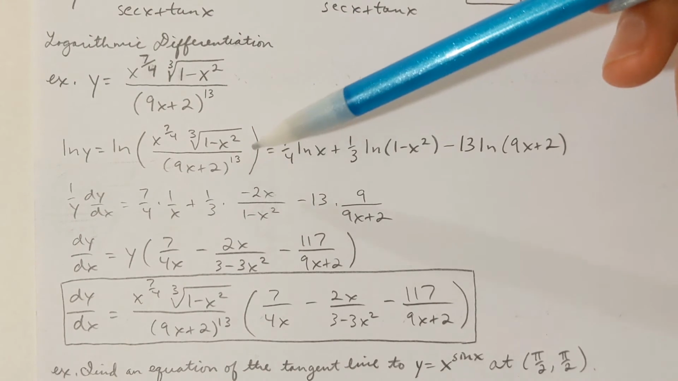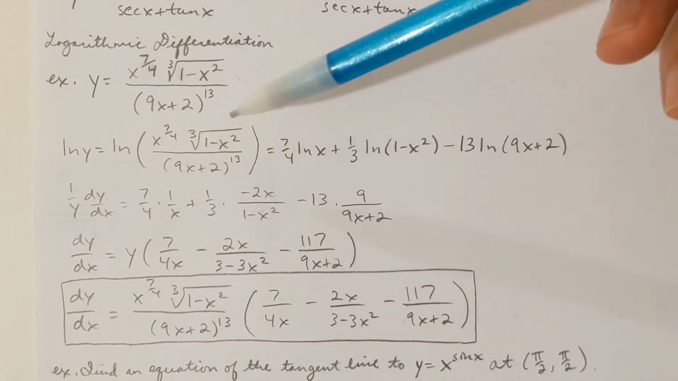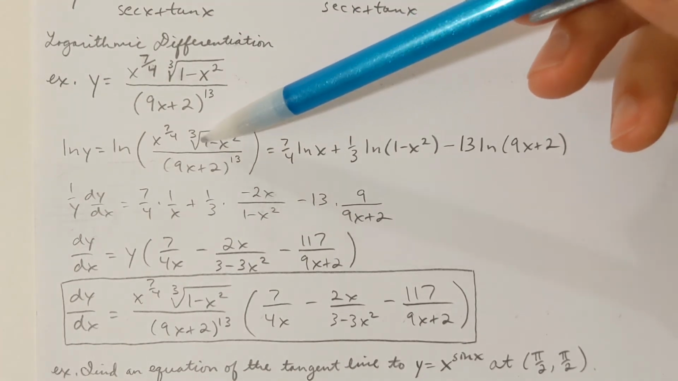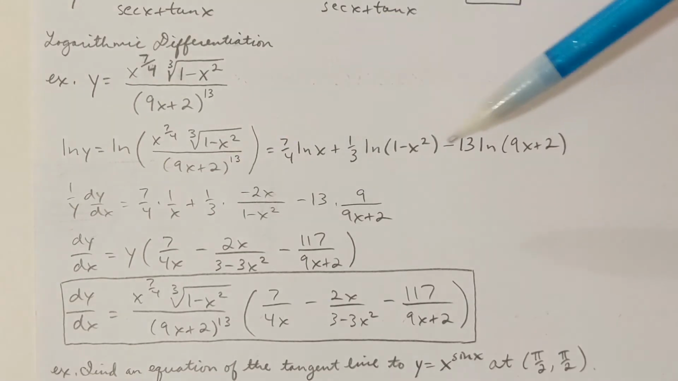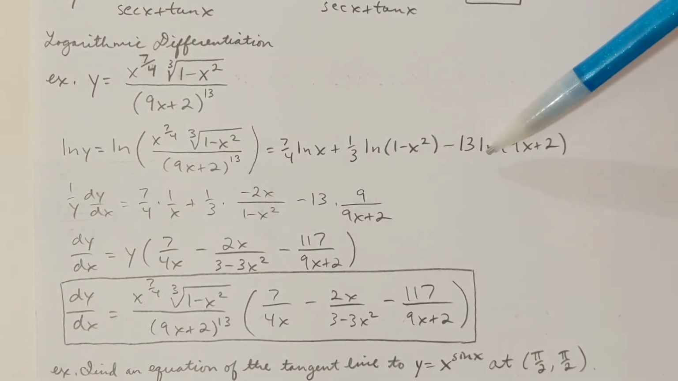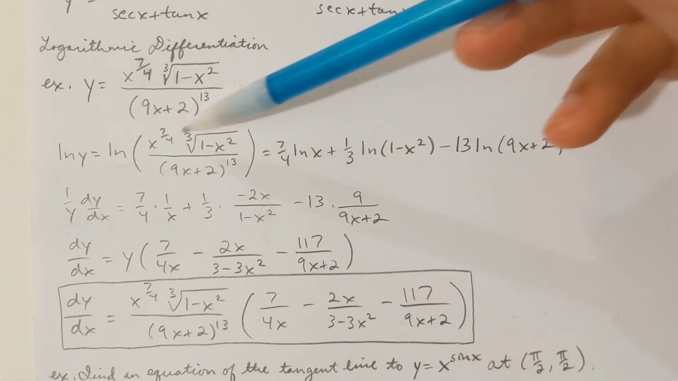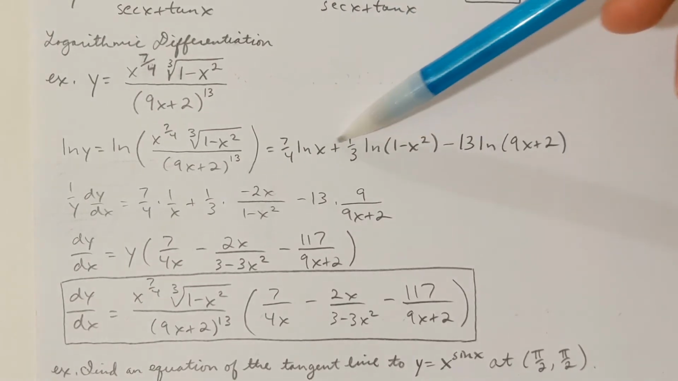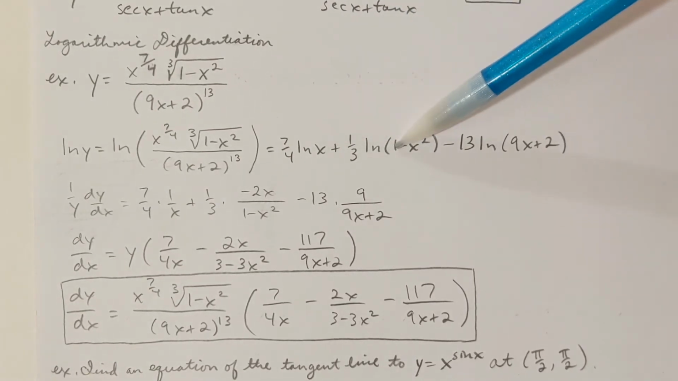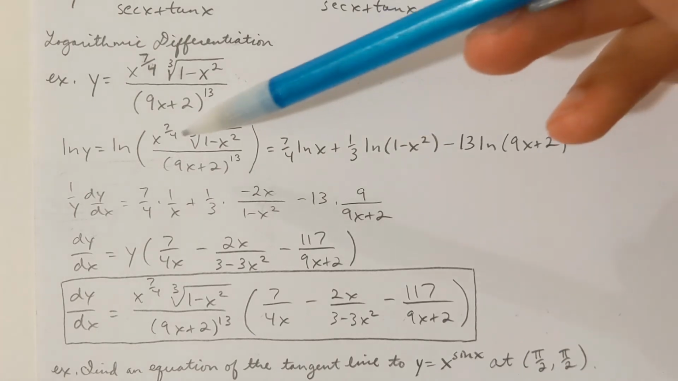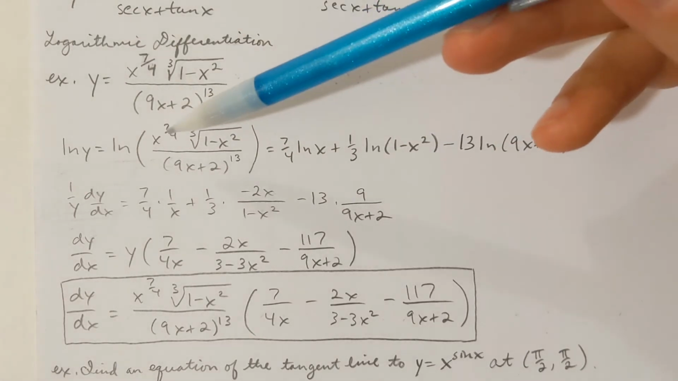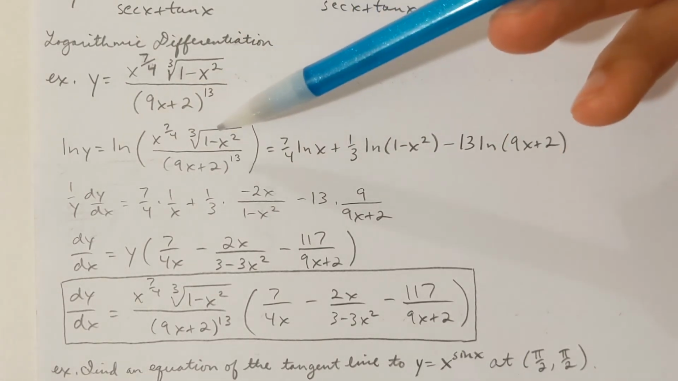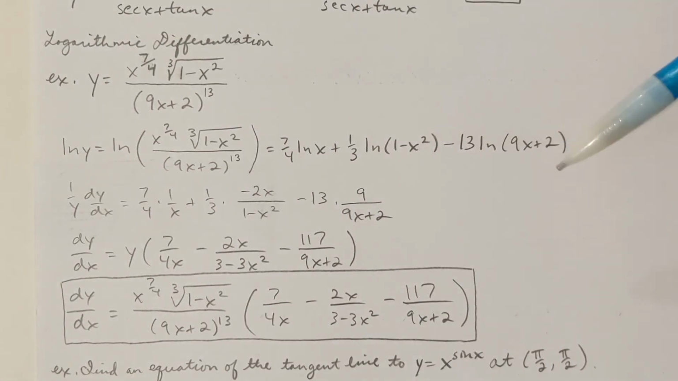And now I can use my laws of logarithms. If you're dividing the inner terms, that means that you're going to subtract logarithms. And if you're multiplying the inner terms, you're going to be adding logarithms together. And we know powers can come out of logarithms, right? So I can pull out the power of 7/4, the power of 1/3, the power of 13.